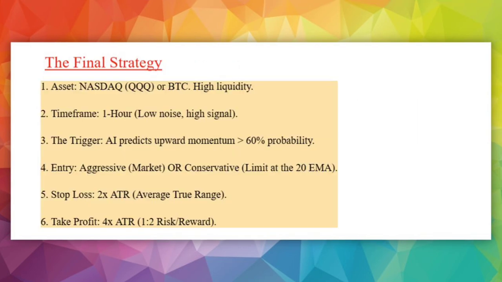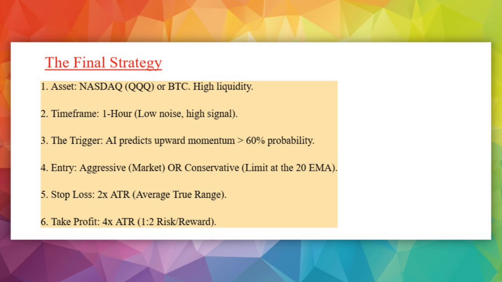The final strategy, watchlist and trade plan. Let's get practical. What does a winning AI setup look like? Number 1, asset, NASDAQ, QQQ, or BTC, high liquidity. Number 2, time frame, 1 hour, low noise, high signal. Number 3, the trigger. AI predicts upward momentum, 60% probability. Number 4, entry, aggressive, market, or conservative, limit at the 20 EMA.